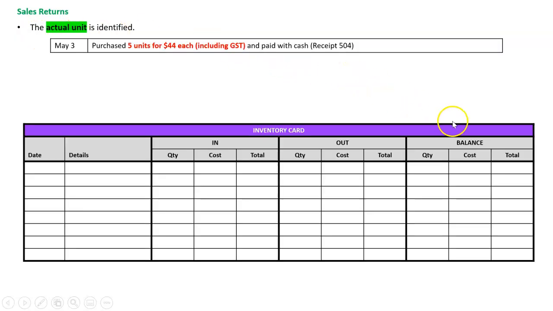What we need to deal with now is a rule that when a sales return occurs under the identified cost method, we're going to apply the rule that the actual unit is identified. What are we talking about? Let's have a look at this example. Let's work through a complicated example all the way through.